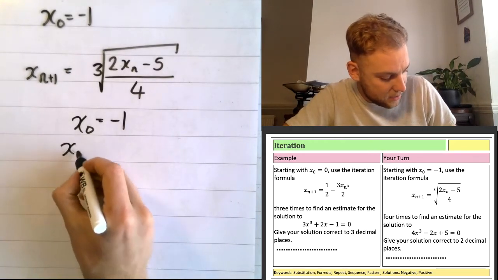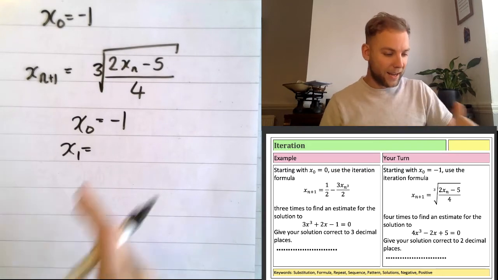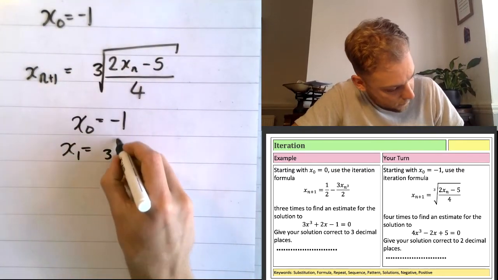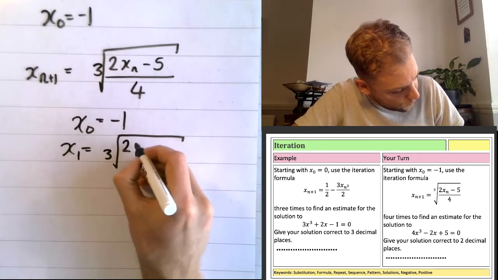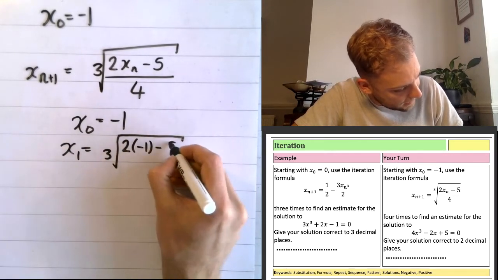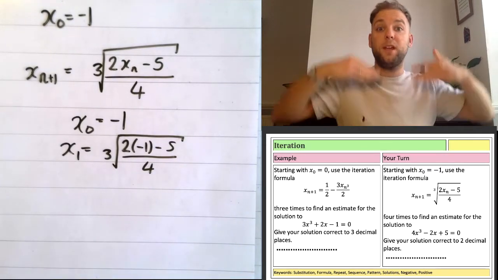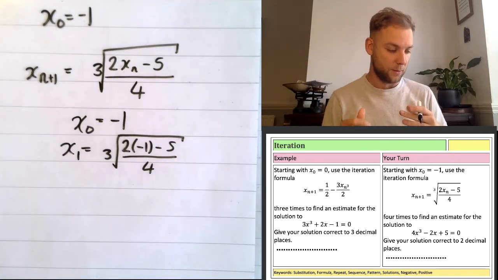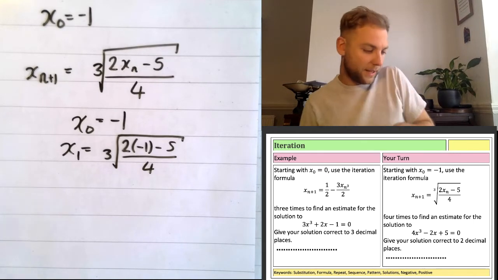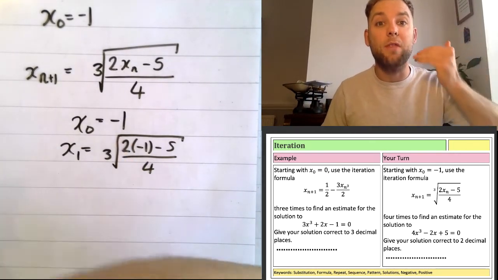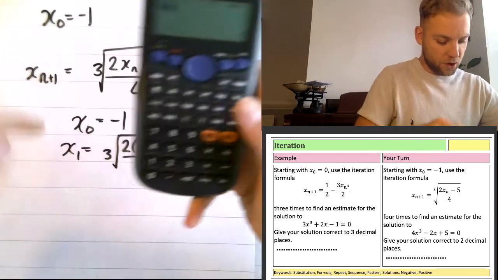So x of 1, now it's always worth writing out the first one, I think, okay? So it's the cube root of 2 times minus 1 minus 5 all over 4. Remember, I'm subbing in my previous term to find my next term, okay? But when I'm doing it on my calculator, I'm not subbing in minus 1, I'm subbing in answer because I know that that's minus 1 right now. So it's the cube root.